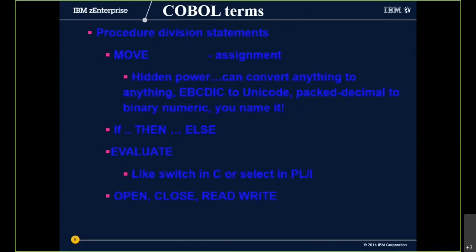But on mainframe we use EBCDIC, and if I move an EBCDIC character string in an EBCDIC data item to a Unicode data item, the move statement will convert the data type from EBCDIC to Unicode. And I can convert numeric types to each other. It's super powerful, and you don't even think about it. When you try to do this in other languages is when you really notice how powerful COBOL is.